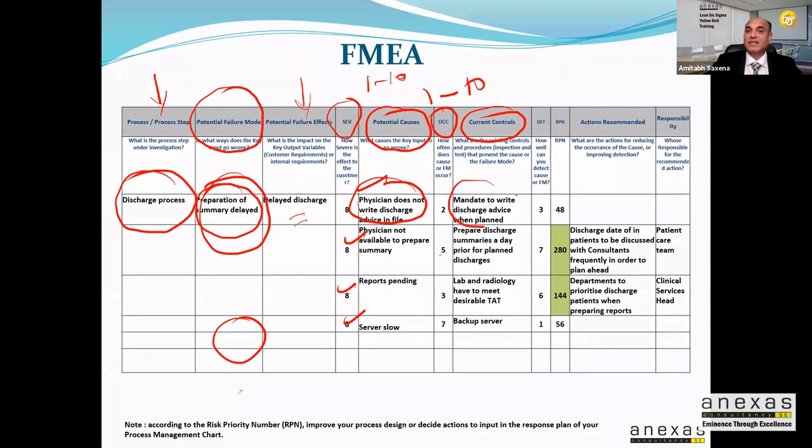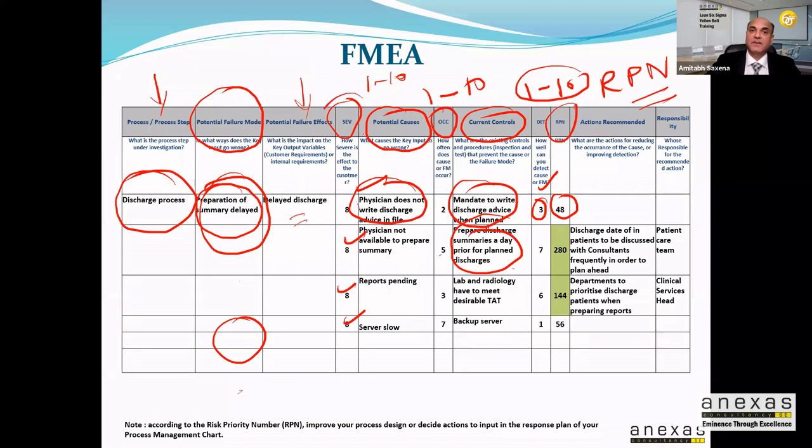I will write down the controls for each of the causes. If the control is good, the rating is 1. If the control is bad, the rating is 10. Again, I will do my ratings here. And this RPN, risk priority number, will be the multiplication of these 3 numbers: severity, occurrence, and detection.